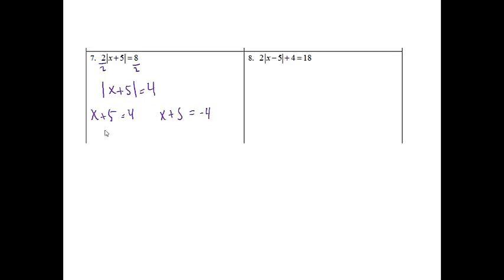Now from here I get to solve, so I'll subtract 5. When I do that, I'll get x is equal to negative 1. And here, when I subtract 5, I'll get x is equal to negative 9. So those would be my two answers for that one.